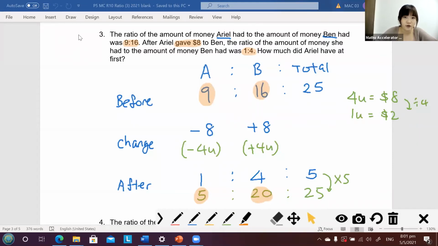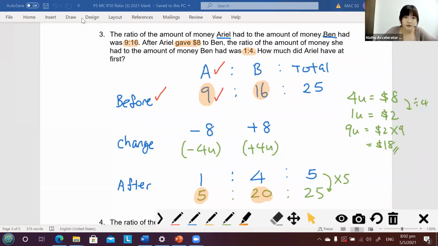You want to look for Aero at first. Aero at first would be how many units? Look at your table. We want Aero at first, that would be 9 units. So some of you chose 32. That is Ben, 16 units, but they want Aero, so that's 9 units. $2 times 9, that's how you get your $18 as the answer.